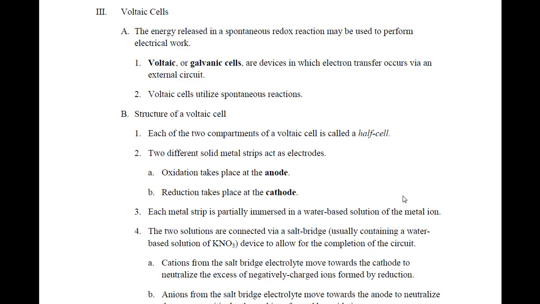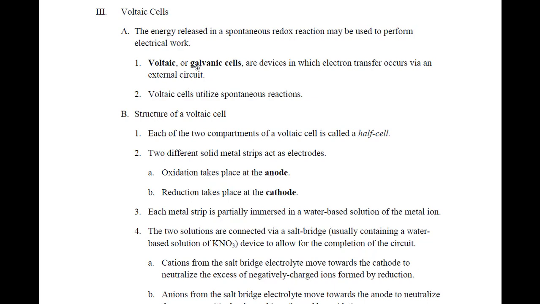Chem 106, Chapter 19, Electrochemistry, Lecture 2. Voltaic cells. The energy released in a spontaneous redox reaction may be used to perform electrical work. So a voltaic or galvanic cell are devices in which electron transfer occurs via an external circuit.